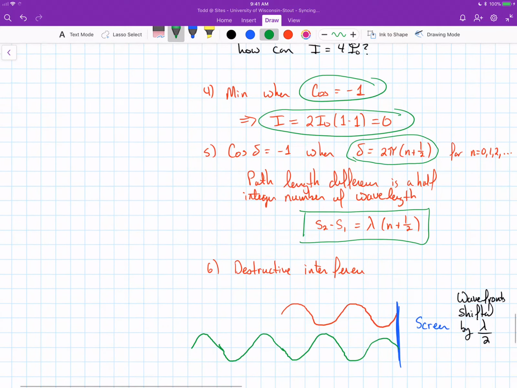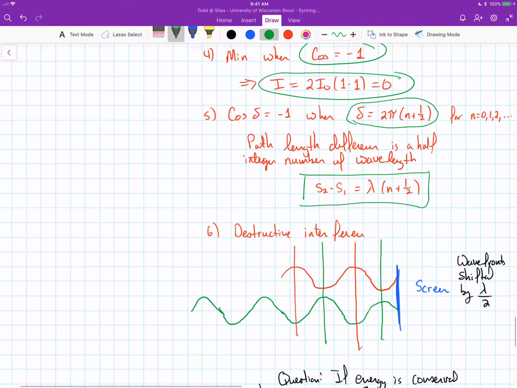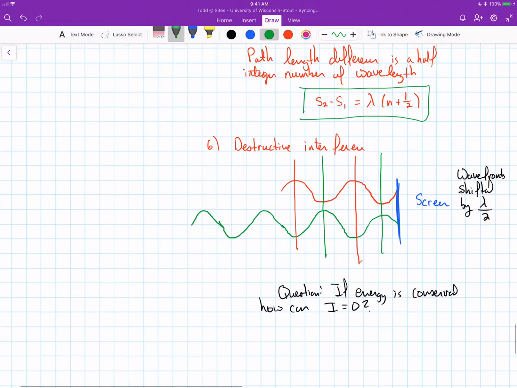And so this is essentially destructive interference. The two waves are canceling each other out. If we look at the wave fronts, we can see that the wave fronts for this wave are exactly half a wavelength out of phase with the wave fronts from the other wave. And so these wave fronts are essentially shifted relative to one another by lambda over 2.